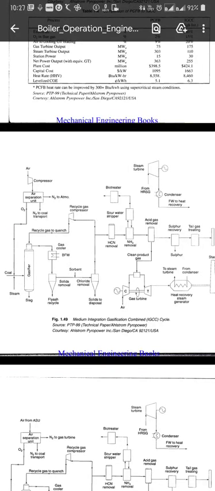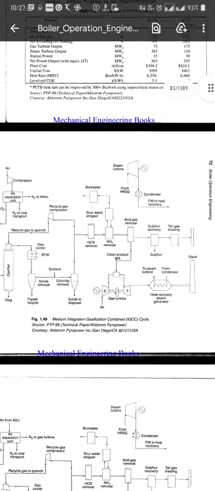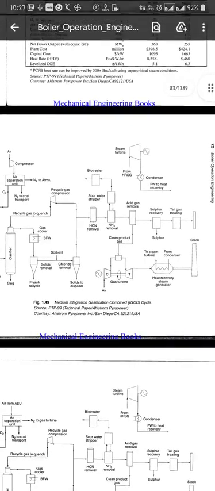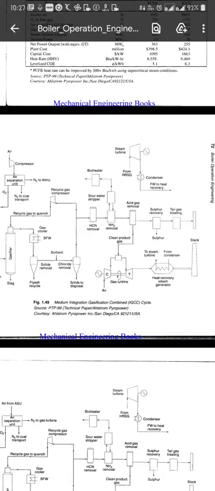Sour water stripper and biotreater are available. Then it goes to acid gas removal. Then it goes to clean product gas. It goes to the gas turbine. After generating steam, the turbine. After the turbine, it goes to the steam turbine. Sorry, it goes to the heat recovery steam generator. After the HRSG, it goes to the stack.